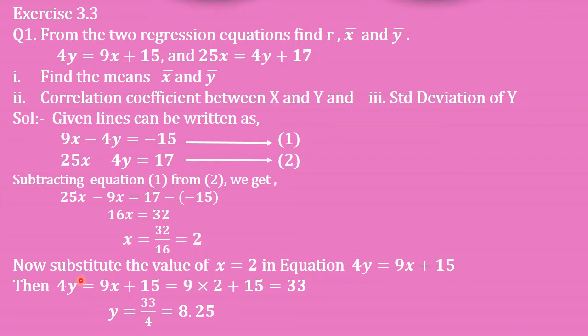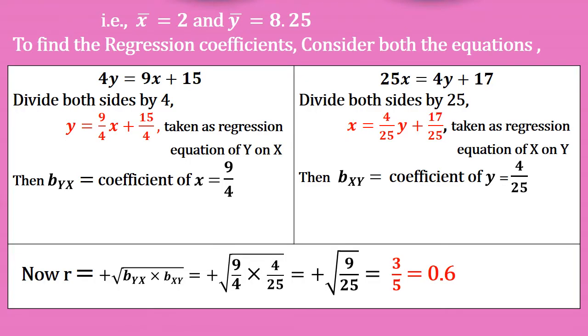and x on simplification is equal to 2. Now substitute the value of x, that is 2, in the given equation, that is 4y = 9x + 15 is considered here. 4y = 9x + 15. So x is equal to 2. So 9 into 2 plus 15, 18 plus 15 is equal to 33. And 4y is equal to 33. So y is equal to 33 upon 4, which is 8.25. We got x = 2 and y = 8.25.